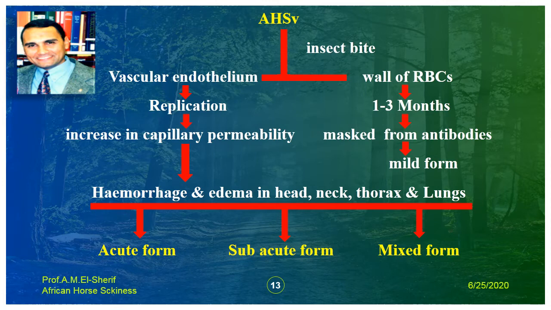While if the virus goes to the vascular endothelium, it will replicate, and this leads to an increase in capillary permeability. This increase in capillary permeability leads to hemorrhage and edema in the head, neck, thorax, and lungs, and those lead to the occurrence of the acute form, subacute form and mixed form.